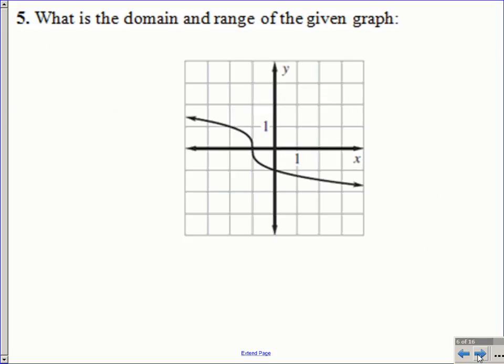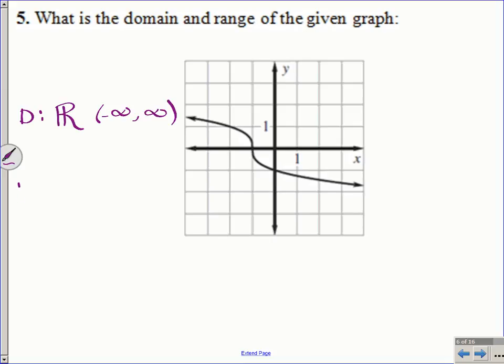All right. Number 5 is a cubic root graph. Domain and range for a cubic graph, very easy. So again, for domain, looking left to right, you should notice that there are no numbers that are excluded. So that means our domain consists of all real numbers. Or if you want to write this as an interval notation, your left bound goes all the way to negative infinity. Your right bound goes all the way to positive infinity.